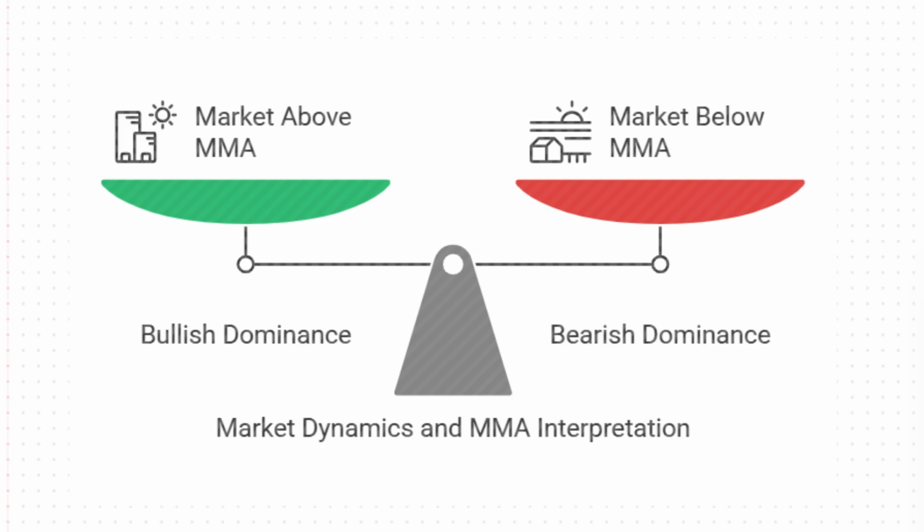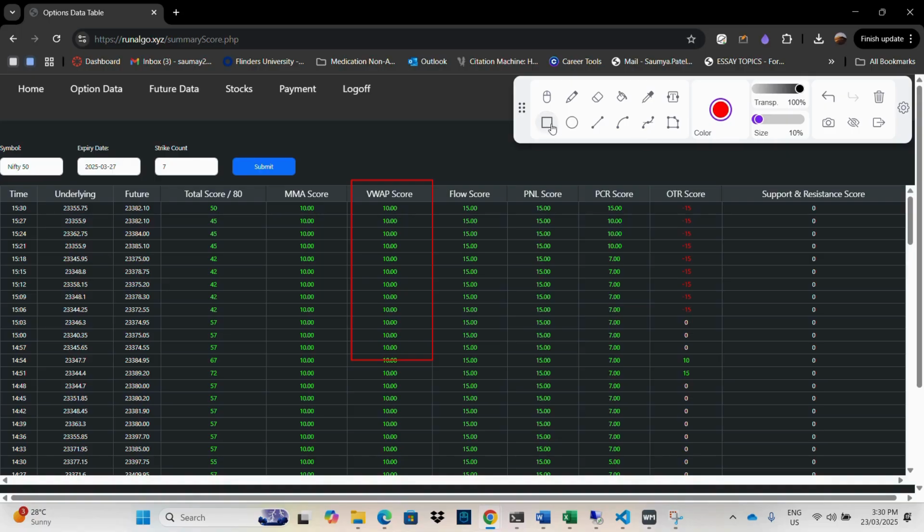Then the MMA score shows you where the price is relative to that. Above it, bullish momentum, so a positive score. Below it, bearish pressure, negative score. Yeah, I see. So it's a real-time gauge of who's got the upper hand. Yeah. Interesting. Right. Then we have VWAP score, based on the volume-weighted average price.